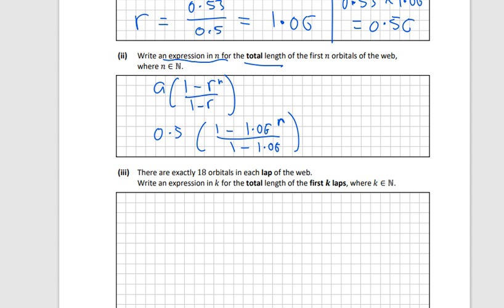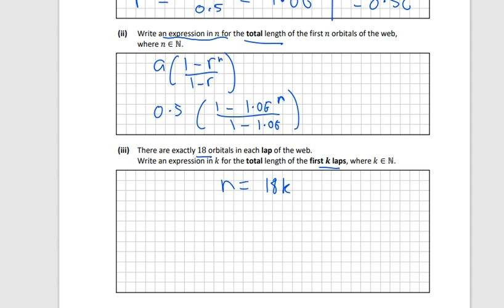And the last part, it has exactly 18 orbitals. So it's the first k elapsed. Therefore, n is equal to 18k, because it has 18 orbitals. So if we just put that in, then it's just 0.5 times 1 minus 1.06 to the power of 18k.